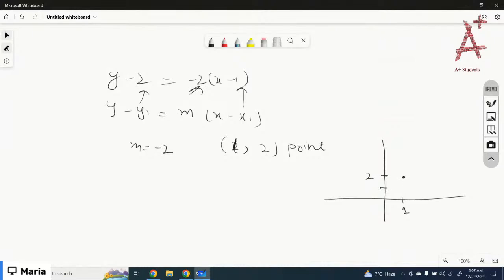Got it? Then you have a slope that is negative 2. You can write it as negative 2 by 1. Got it? Negative 2 means you have to move down 2 points. Down 2 points and then right 1 point because it is positive. So down 2 points, and right 1 point. Then you will be here. So just join these 2 points to form a graph. Got it?